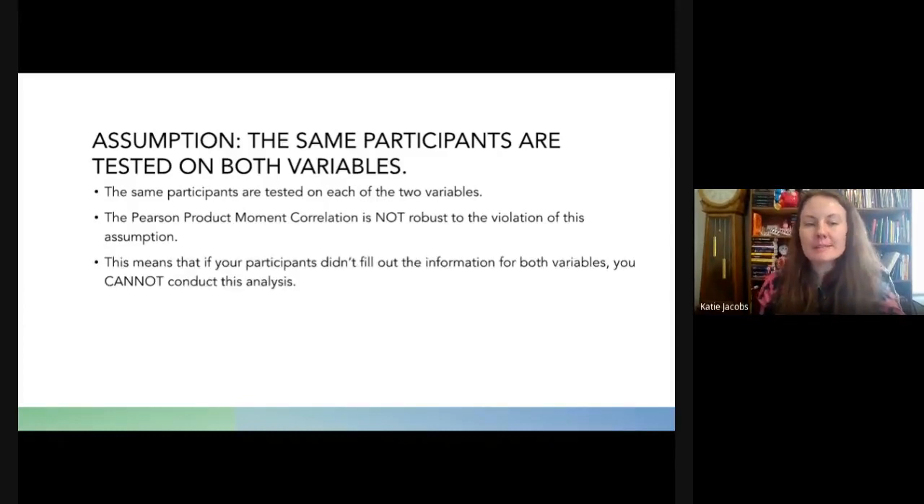So again, this means if your participants didn't fill out the information for both variables, you can't conduct this analysis. Now, if you had it for a majority of a data set and you just had one person who didn't fill out one of the variables, what could you do instead? If you said you could just drop that participant, you're right. So if you do drop a participant, what would you also need to do when you wrote up your results? You're right. You would have to write that you removed a participant and for what reason. And this reason would be that they didn't complete all the measures, so you couldn't do the correlation with their data.